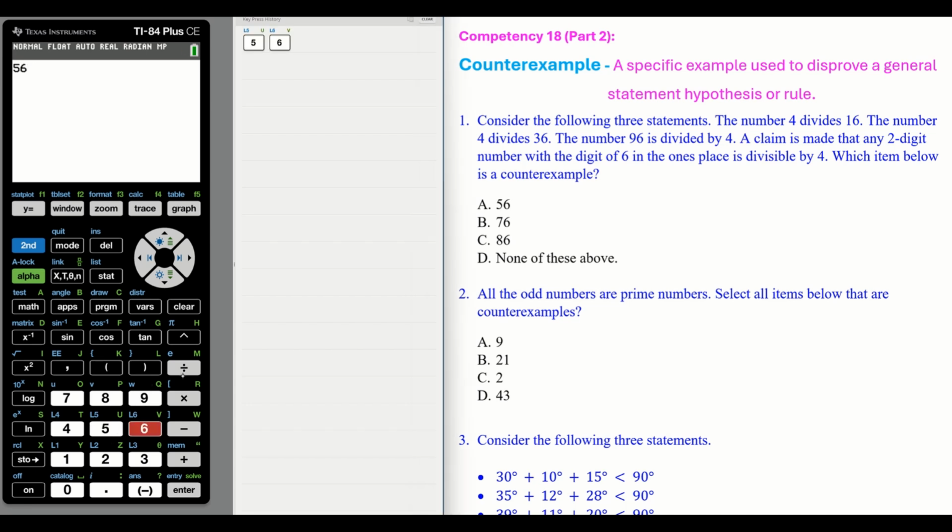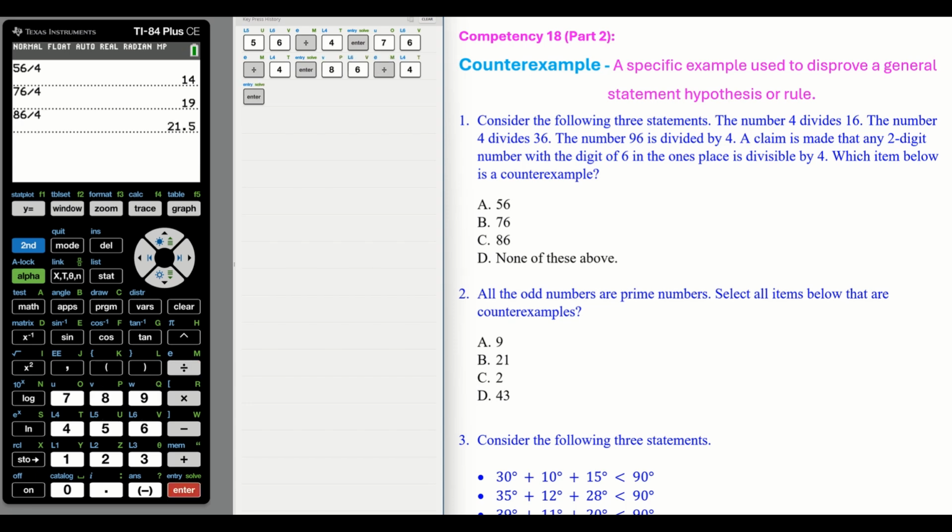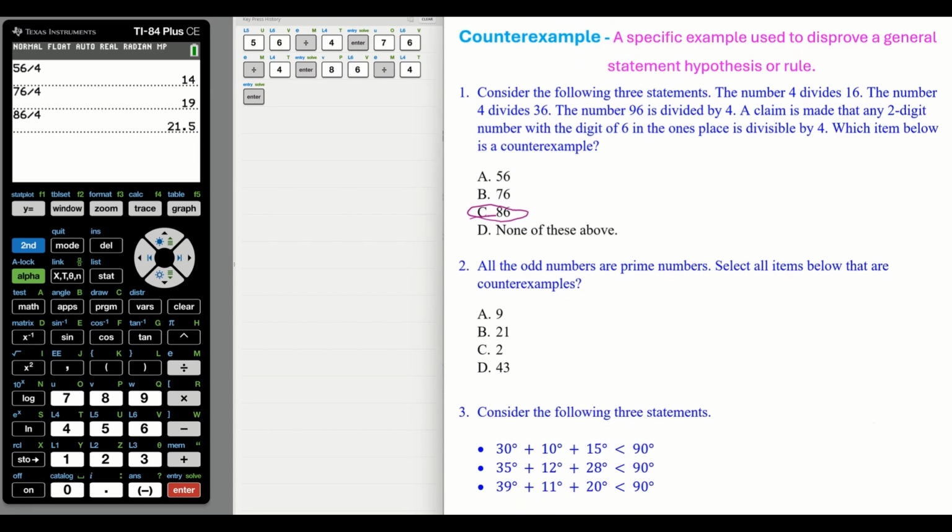Okay, 56 divided by 4. That one works. 76 divided by 4. That one works. 86 divided by 4. Nope, that does not work. See, I knew D wouldn't be an option, but there would be that one time on a test that it would be an option. That'd be just my luck.